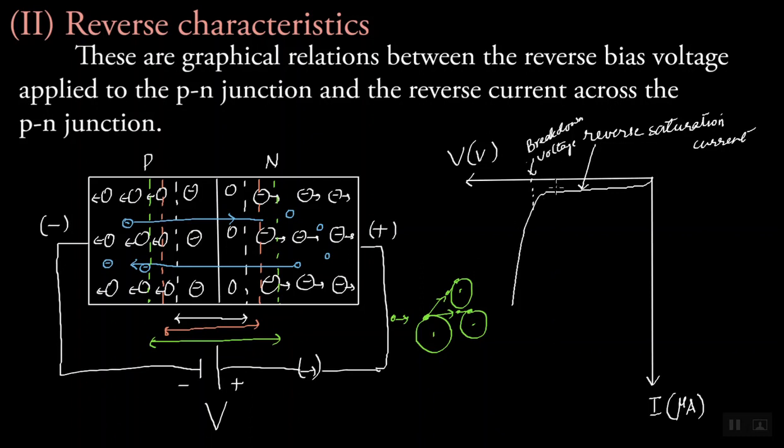This large current most of the time will damage the PN junction. So the PN junction is rarely allowed to go beyond the breakdown voltage. Okay, so this is the reverse characteristics of the PN junction. All right.